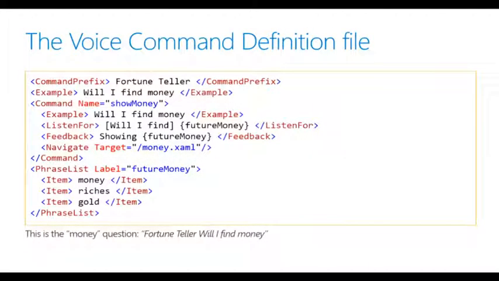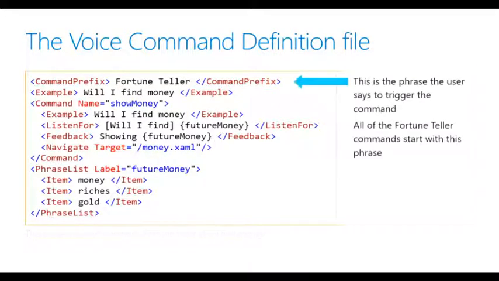So this is an example of a VCD. Now this is an English example, and just to anticipate one of your questions, you can have multiple languages in a VCD file, including Russian. So this is an English example, and this is the way you can launch the fortune teller app. So I'm just going to drill down into this. Every command you give to launch this app has to start with this phrase, fortune teller.